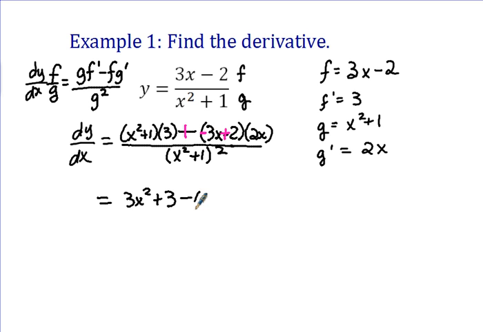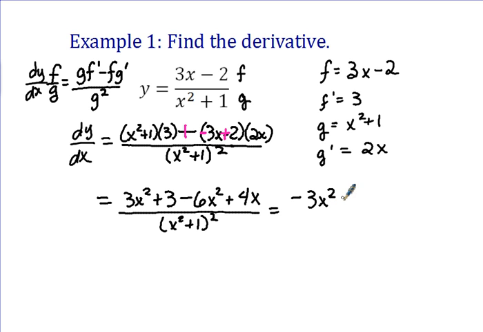2x times negative 3x would be minus 6x squared, and 2x times positive 2 would be plus 4x. And then your denominator, there's no need to multiply that out. We can just leave it in the form x squared plus 1 squared. So let's do one more step of simplifying. Let's combine like terms here. Negative 3x squared plus 4x plus 3 over x squared plus 1 squared. And that's our final answer. That's the derivative of 3x minus 2 divided by x squared plus 1.